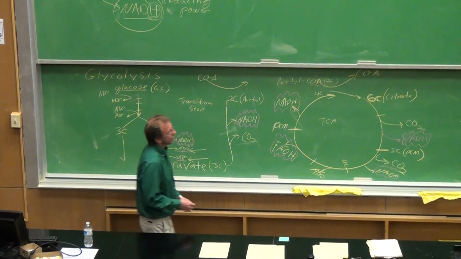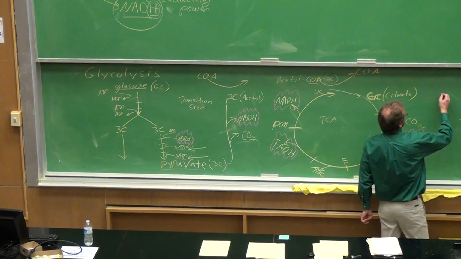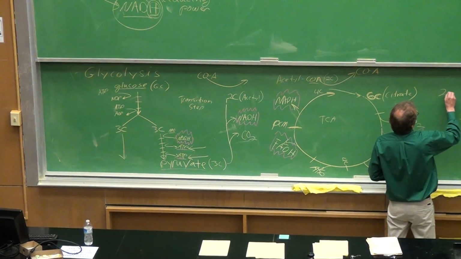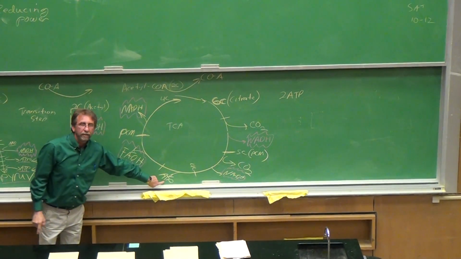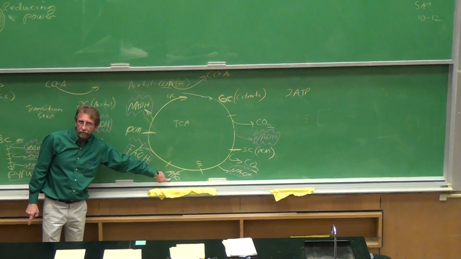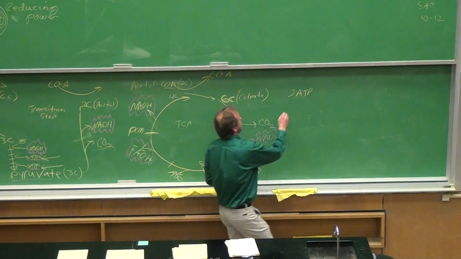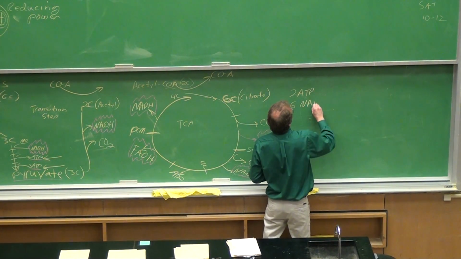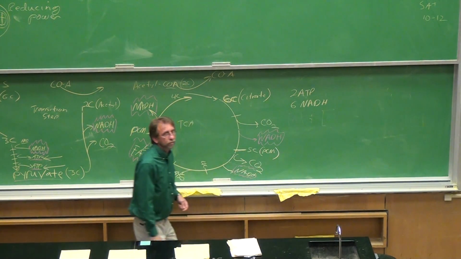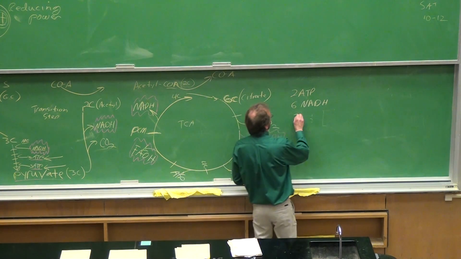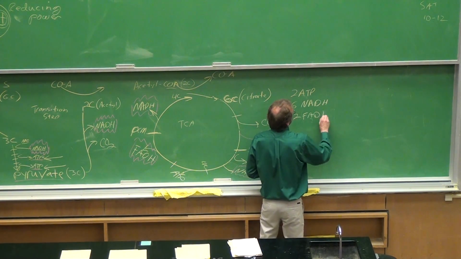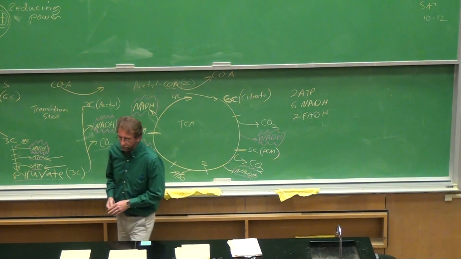So if we were to count this up, what do we get from our TCA cycle? We get 2 ATP, don't we? We got 2 ATP, 1 for each turn. We've got 6 NADH molecules. We've got 2 FADH molecules.